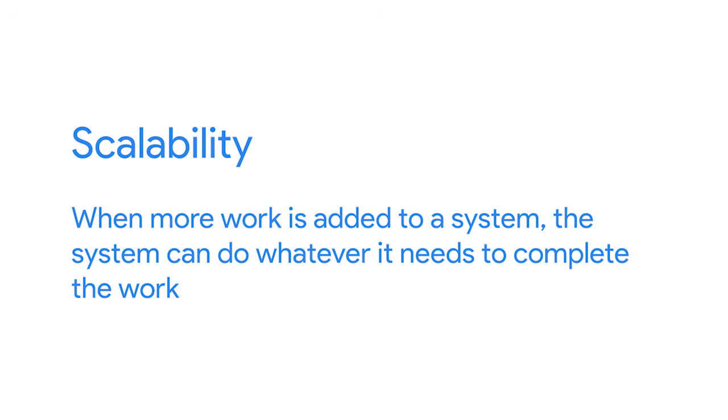Scalability means that when more work is added to a system, the system can do whatever it needs to complete the work. For example, think about the impact on IT when a company hires a new employee. New employees might have to access a range of technology resources to do their job. Onboarding tasks can include creating a user account, a mailbox, and a home folder, and setting up the appropriate permissions to control access to various systems and resources.